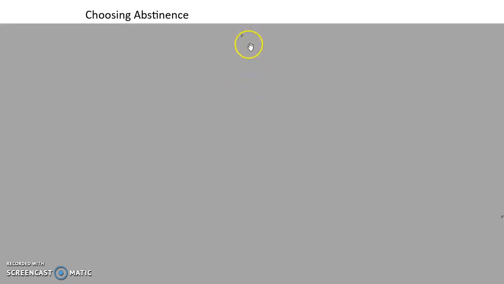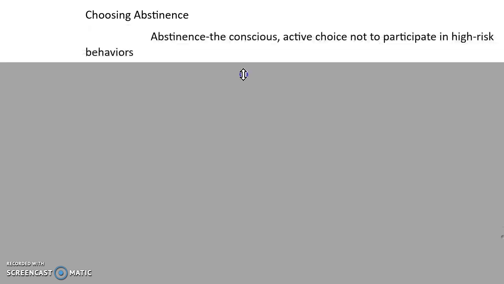All right, from there, we're going to talk about choosing abstinence. Abstinence, by definition, is the conscious, active choice not to participate in high-risk behaviors. A lot of times people think of sexual activity, and true, that's what a lot of people refer to it as. But it could be anything. It could be choices not to drink, smoke, do drugs, or maybe try doing a stunt on a bike that could get you hurt or killed. Those types of things are all factored in there as well.